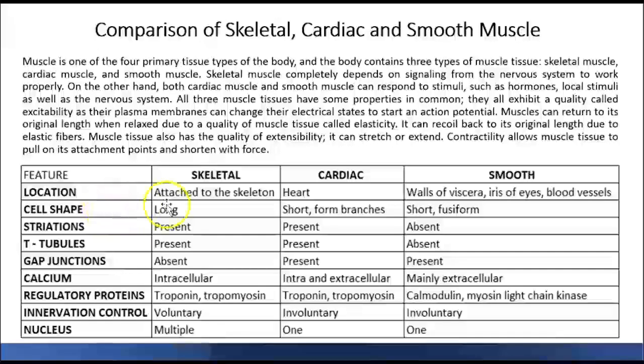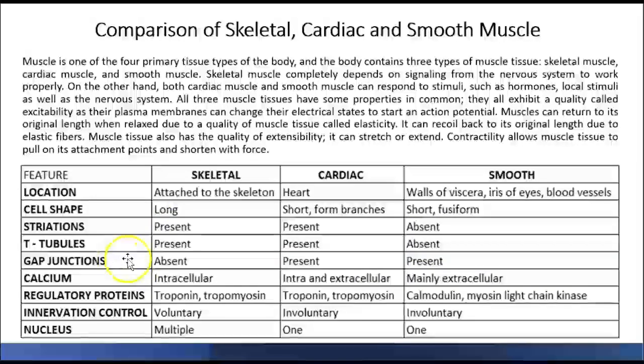Cell shapes: they are long and parallel to each other in the case of the skeletal. The cardiac forms branches. And the smooth muscle, they are individual cells, basically. Striations is also very important. The striations are present in skeletal as well as in cardiac, but it's absent in smooth. That's why it's called smooth, because they don't have these striations that are like stripes. The presence of T-tubules: T-tubules are present in the skeletal, in cardiac, but it's absent in the smooth muscle.